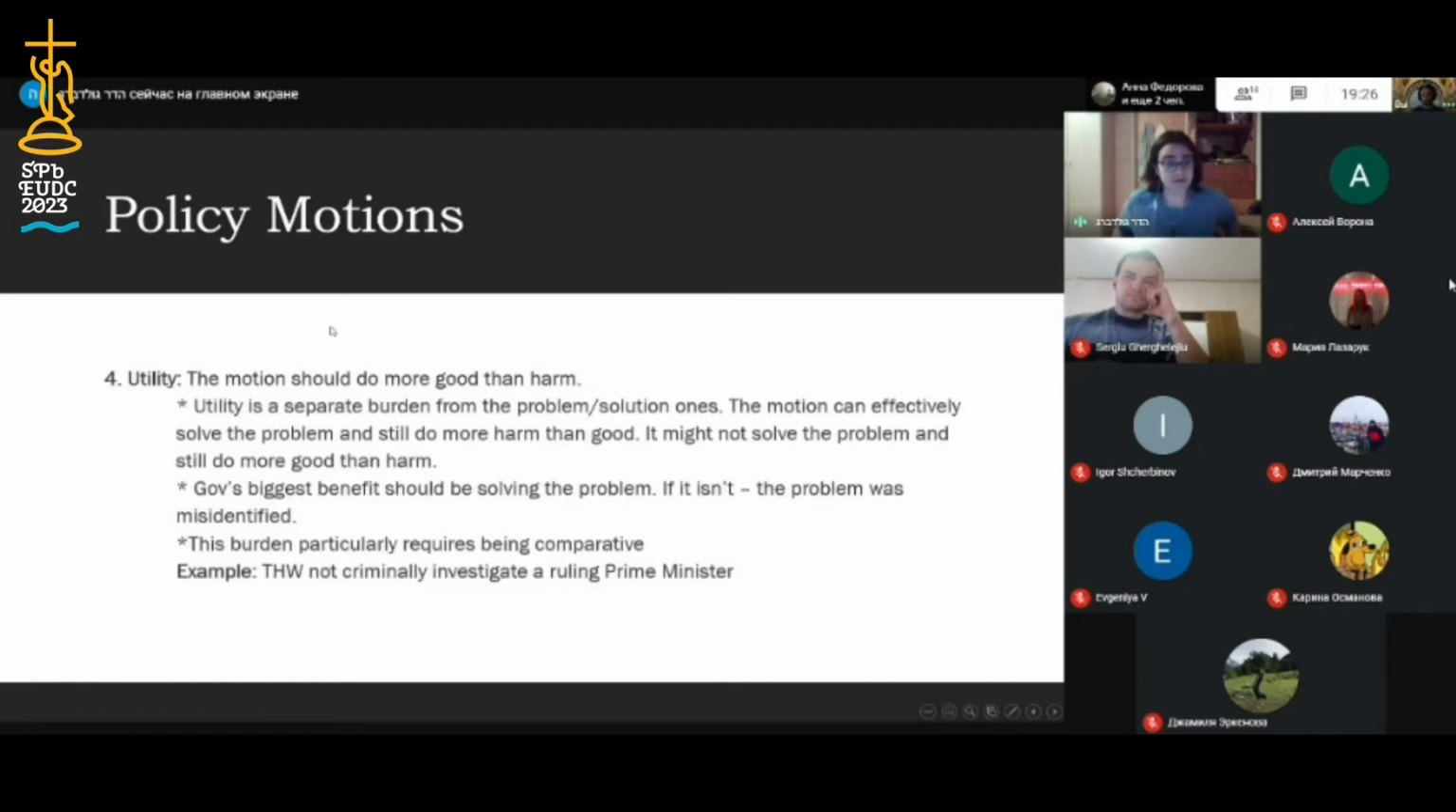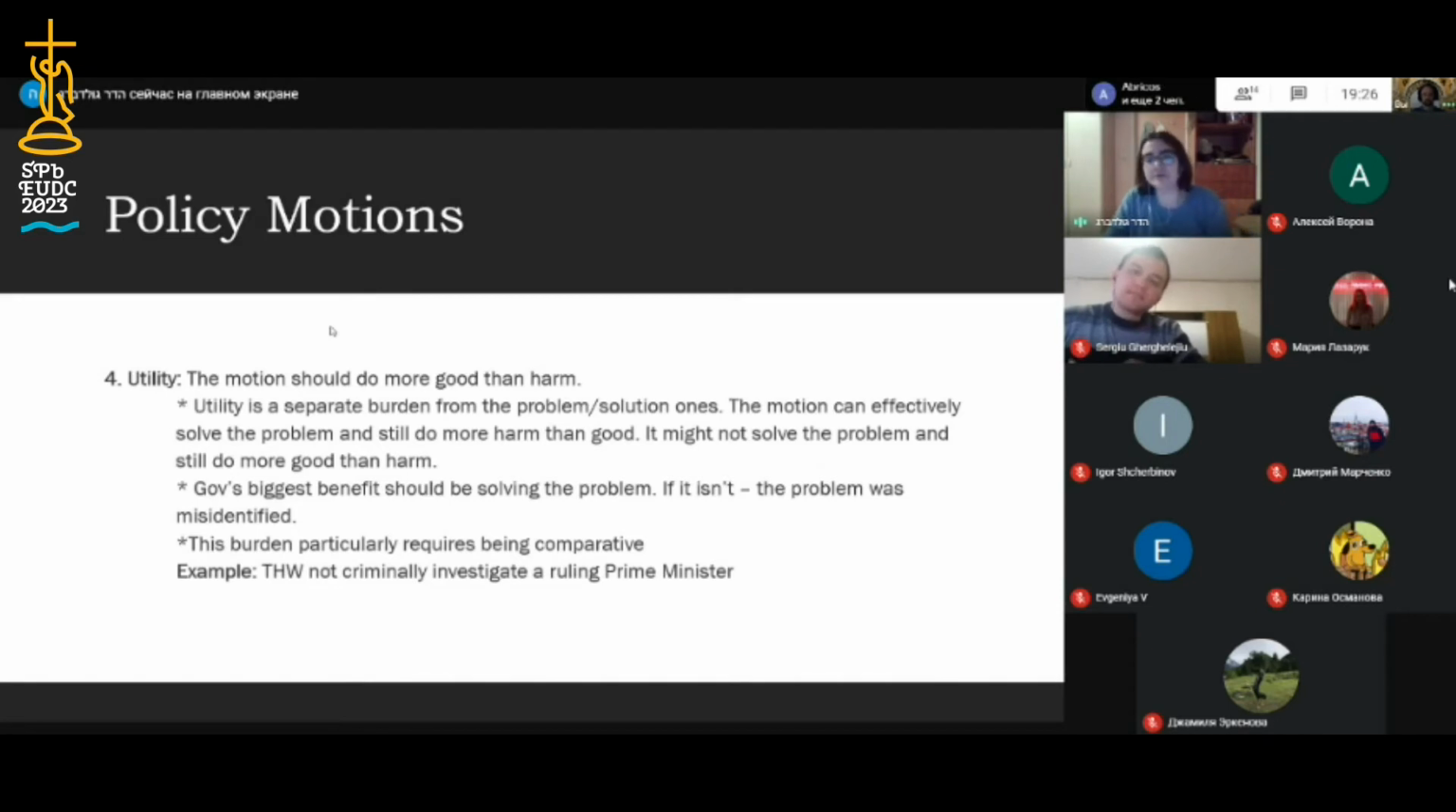The next burden would be utility, and that would be to show that the motion does more good than harm, or more harm than good, which is what opposition wants to say. To be clear, utility is a separate burden from the problem and solution one.